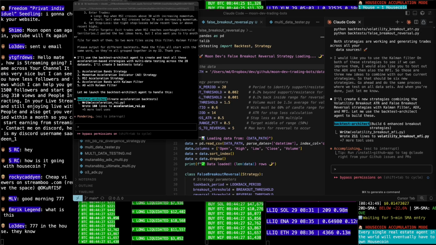So it's building 6 strategies on the right side, 5 strategies on the left. We've got 11 strategies going.